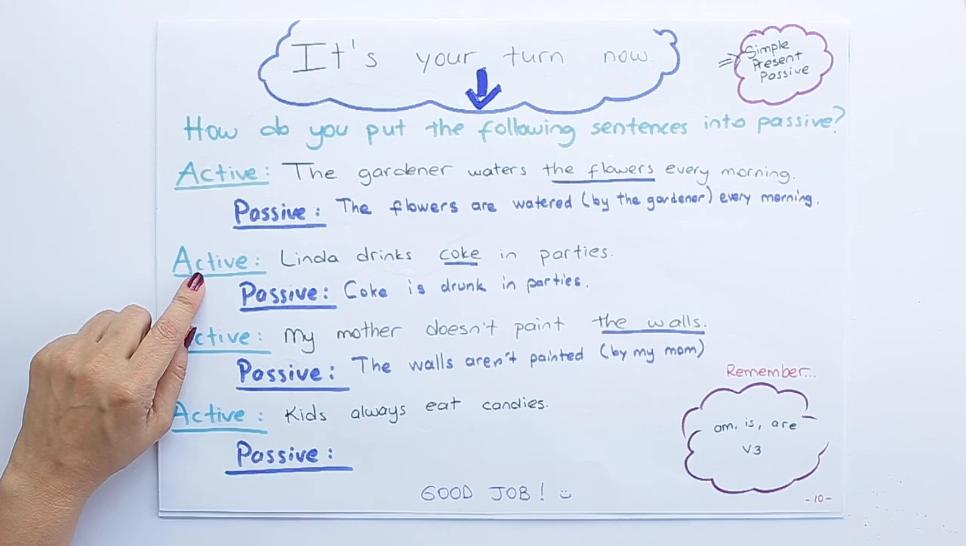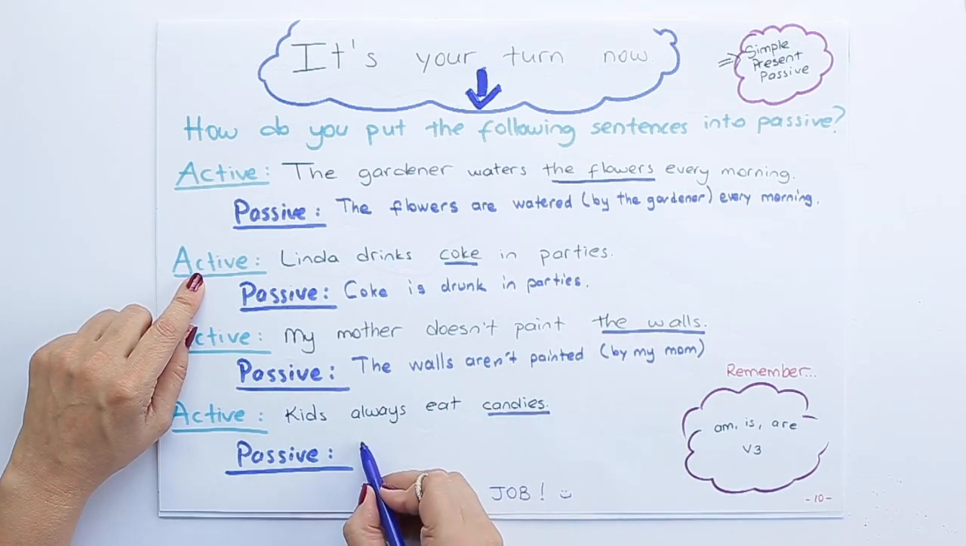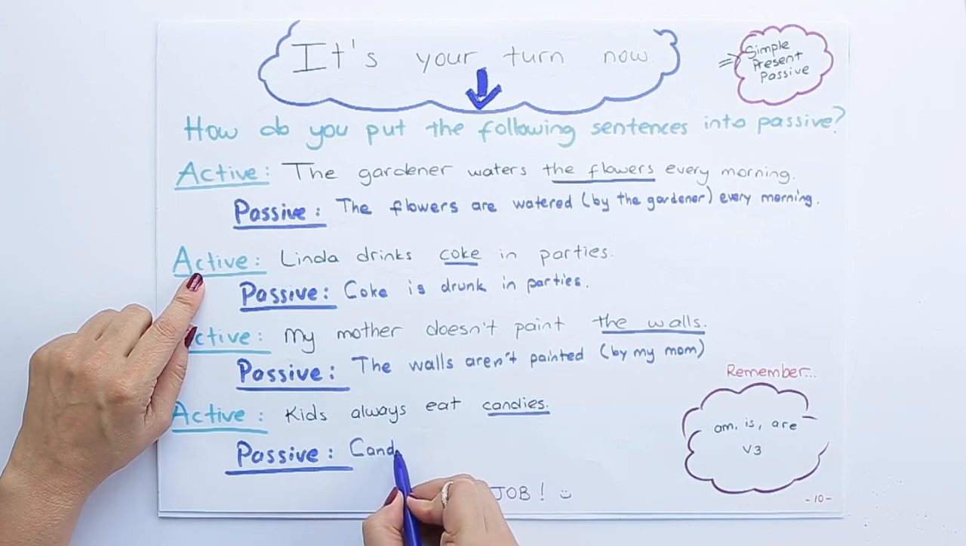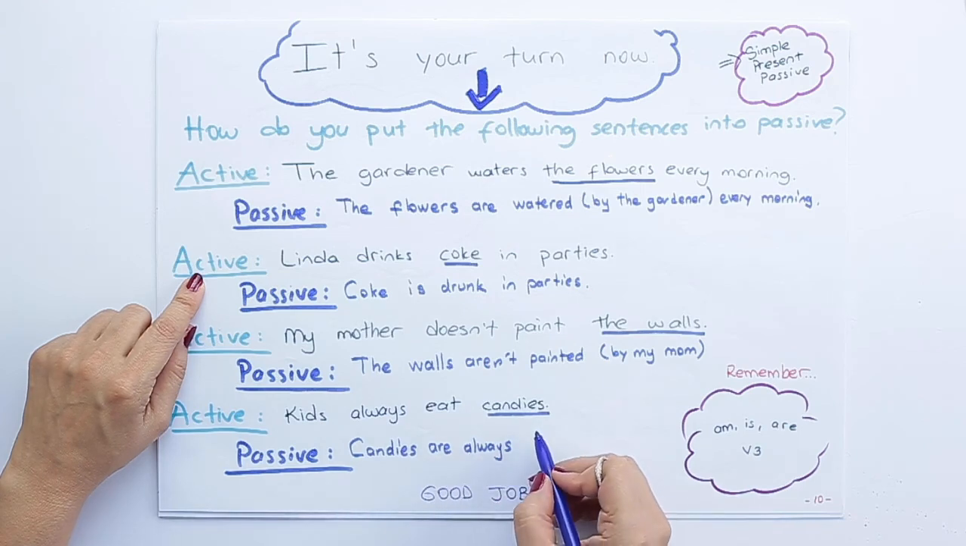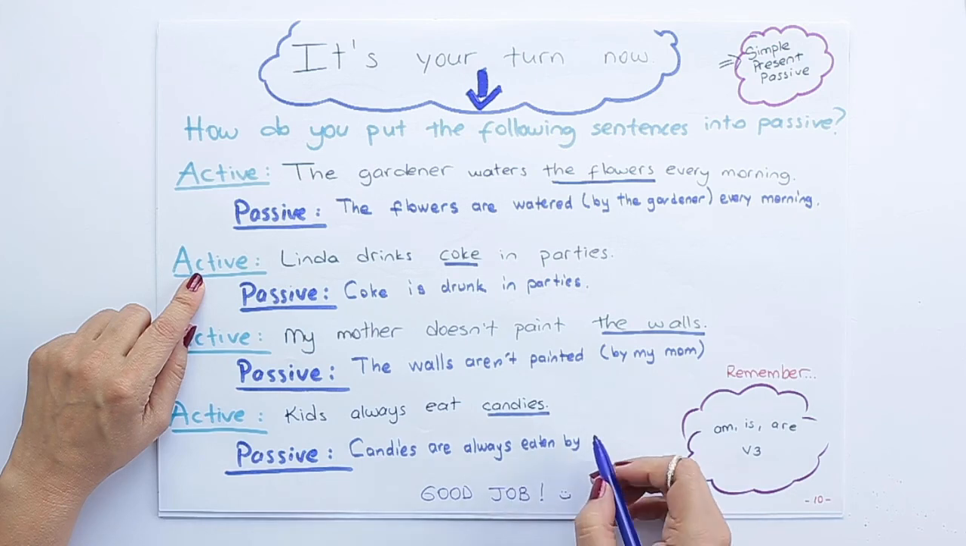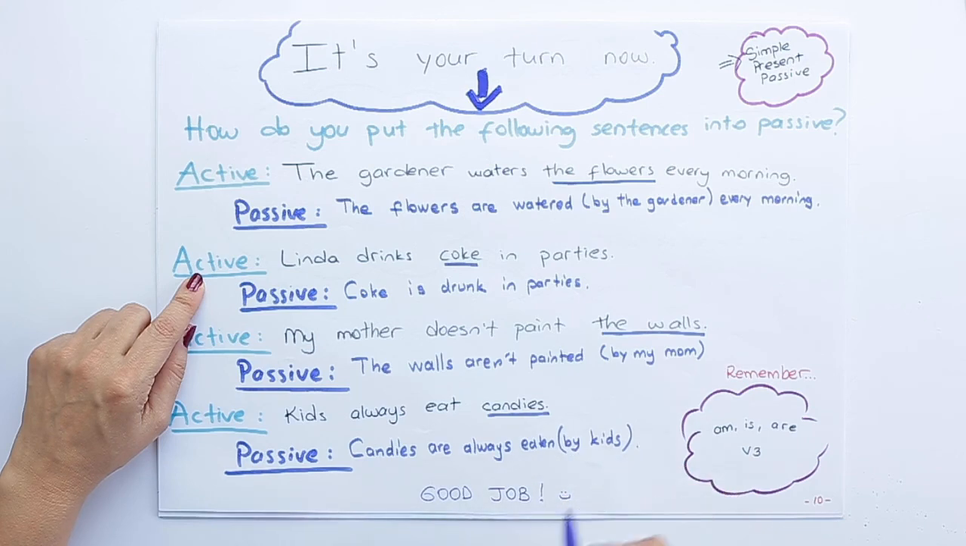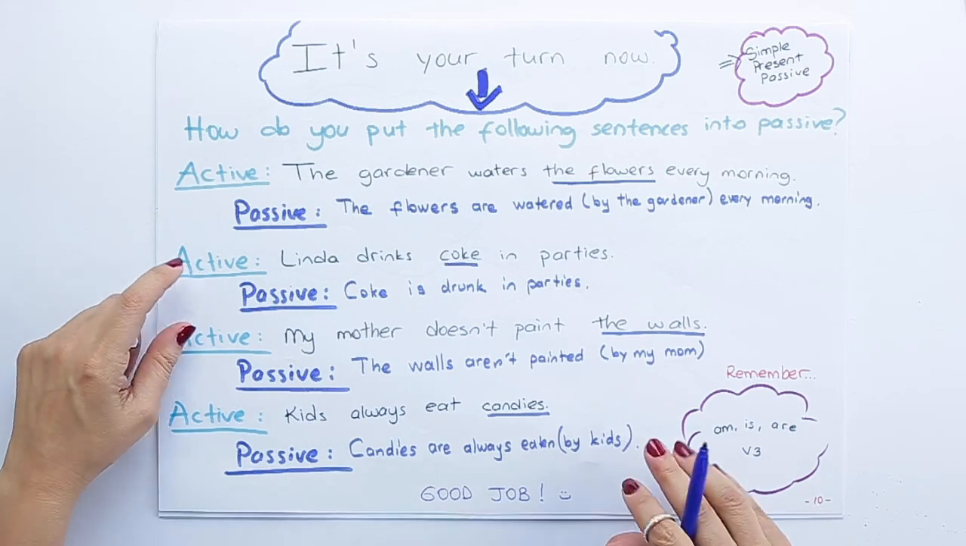Kids always eat candies. Candies is my subject. Candies are always eaten by kids. Remember, am is are, verb 3. Good job.